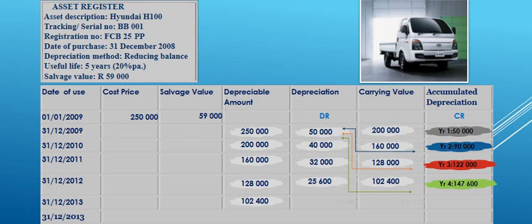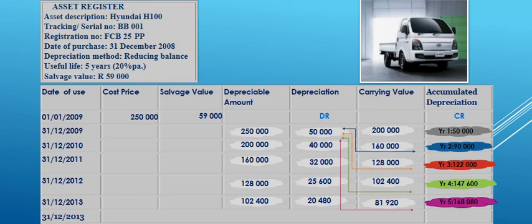The depreciable amount will be calculated as 102,400. 20% depreciation being 20,480, deducting it from the depreciable amount to arrive at the carrying value of 81,920, with a total accumulated depreciation of 168,080. Note that the asset has reached its full term of useful life.